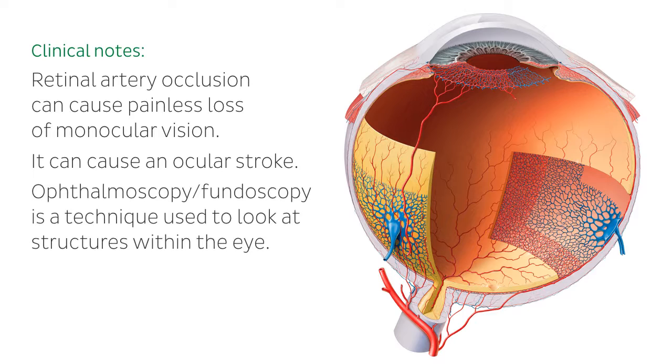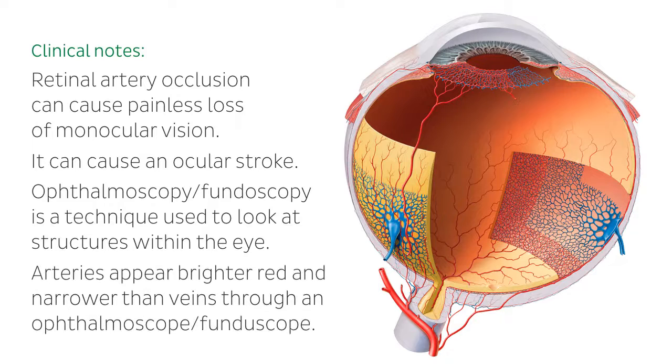Ophthalmoscopy or fundoscopy is a test that health professionals use to look at structures in the eye, including blood vessels. This is done using an instrument called an ophthalmoscope or a fundoscope. When performing an optical fundus exam, the arteries appear brighter red and narrower than the veins, so this is a good way to differentiate between them.